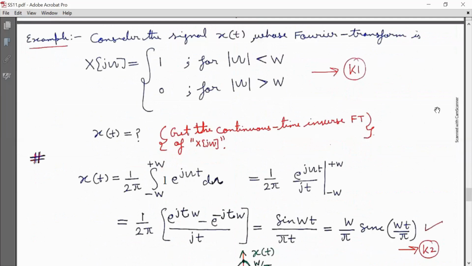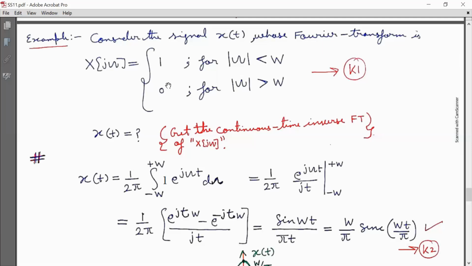In the next example, consider the signal x(t) whose Fourier transform is capital X(jω), and capital X(jω) is equal to 1 for magnitude of Ω less than W, and capital X(jω) is equal to 0 for magnitude of Ω greater than W. Mark it as equation K1. Now get the continuous time inverse Fourier transform of capital X(jω). That is, we need to know x(t) in the continuous time domain.